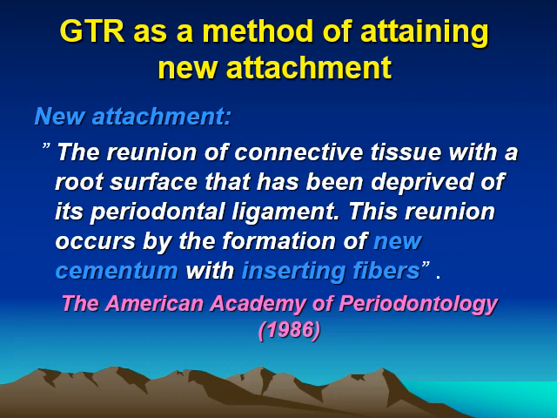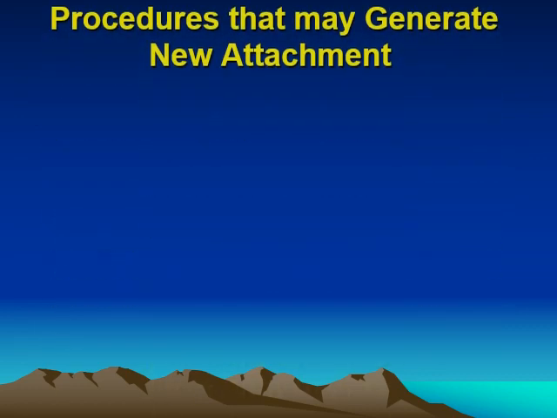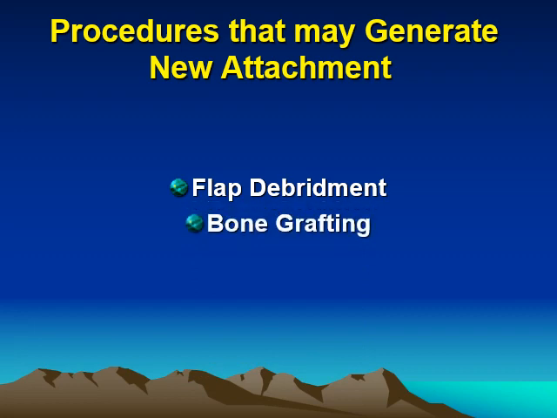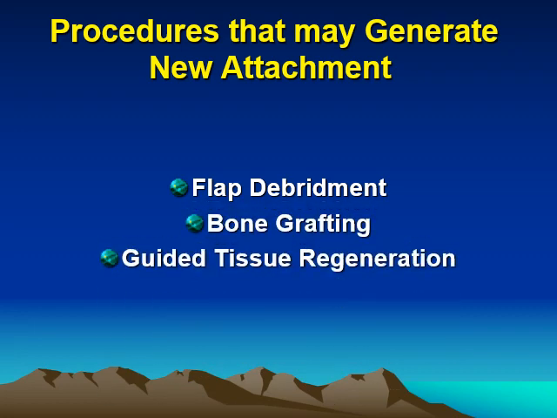Guided tissue regeneration as a method of attaining new attachment. New attachment is the reunion of connective tissue with a root surface that has been deprived of its periodontal ligament. This reunion occurs by the formation of new cementum with inserting fibers. This definition was given by the American Academy of Periodontology in 1986. Procedures that may generate new attachments are flap debridement, bone grafting, and guided tissue regeneration.